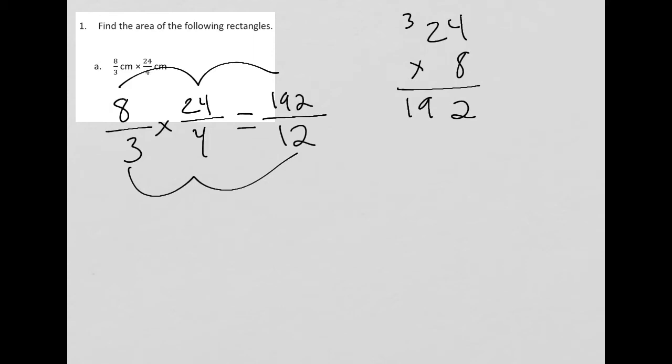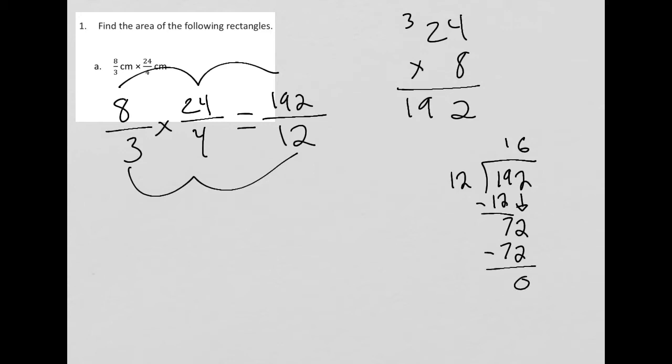So I get 192/12. Well, going from a fraction greater than 1 to a mixed number, all I do is division. So 192 divided by 12. 12 goes into 72 6 times. That goes in nicely. So my answer is just 16 square centimeters.